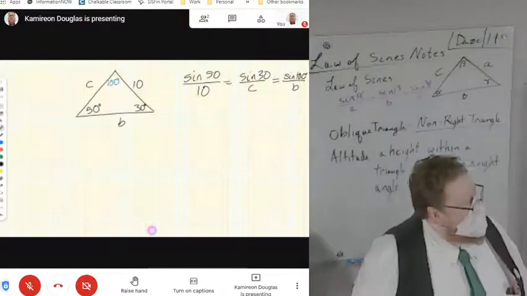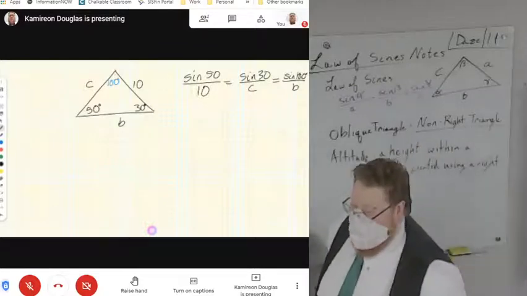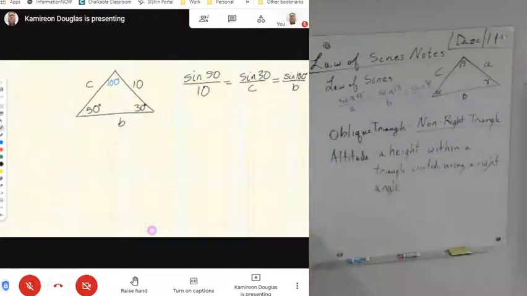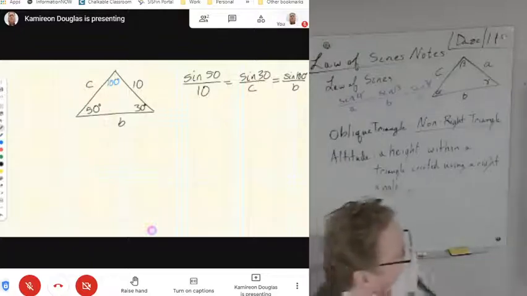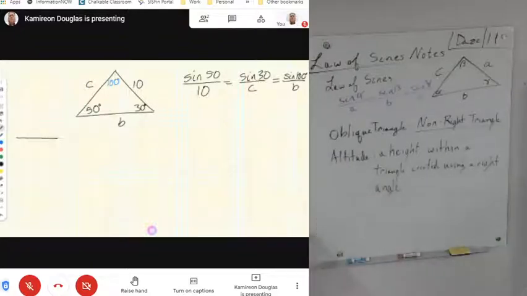My goal is to find the 2 missing sides. I do so by taking 2 of these pieces, setting up an equation, and solving. I'm going to do it once to find B, once to find C. All right.